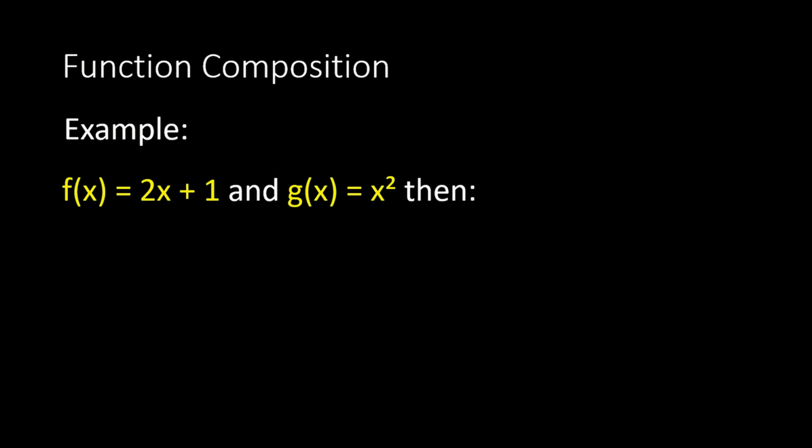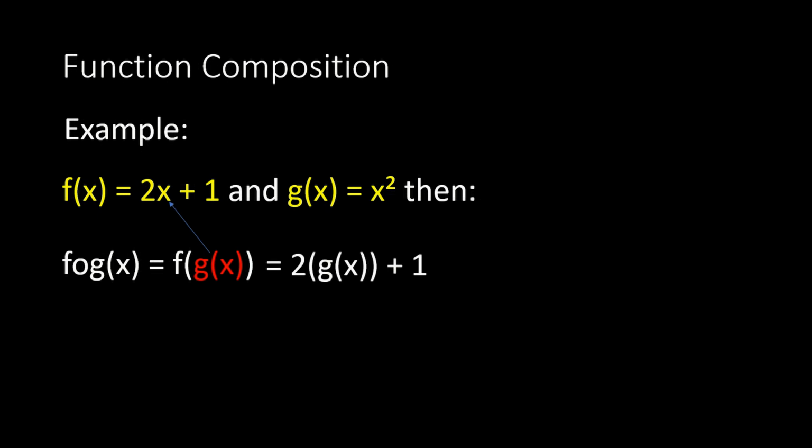Let's look at an example. Suppose f(x) equals 2x plus 1 and g(x) equals x squared. To compute f of g of x, you replace x in f with g(x). So f of g of x becomes 2 times g(x) plus 1. Since g(x) is x squared, substitute it in and you get 2x squared plus 1.